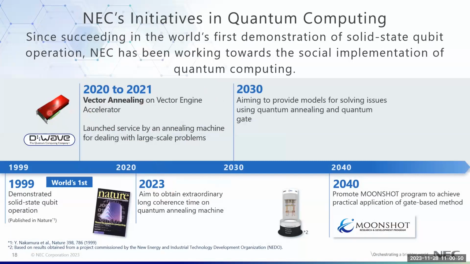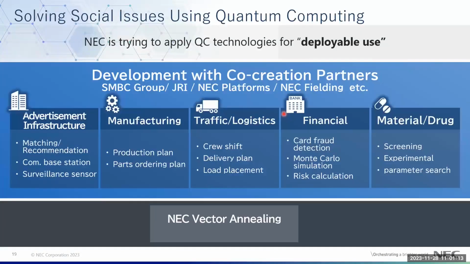D-Wave also does quantum annealing, and so do we, and we find a niche for each problem on our sites. And moving on in time, we will develop and release our own quantum computers as well. We're trying to solve social issues using quantum computing.